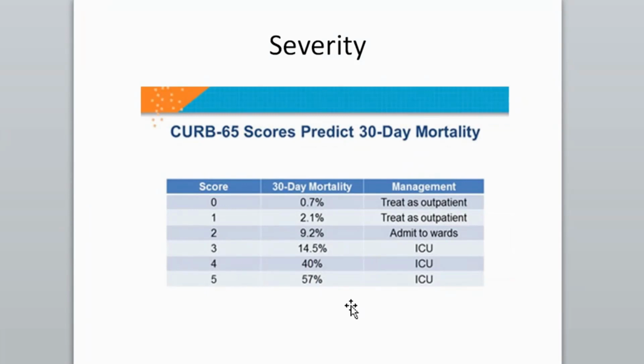When you're getting scores of 3, 4, or 5, that determines where they should be treated, in intensive care or high dependency units, and these are the mortalities. So if you've got a CURB score of 5, you're tossing a coin really whether you're going to be alive in 30 days. So there is a significant mortality associated with the higher scores, but I would take the lower ends with a pinch of salt.